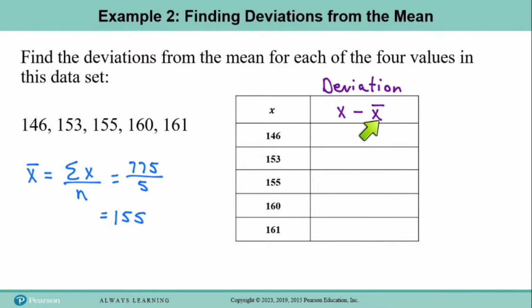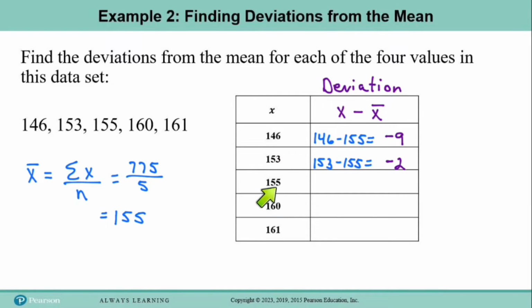So what we're doing over here is each individual data value minus 155. When you calculate for the first one, 146 minus 155, you get a deviation of -9. Then for the second value, 153 minus 155, you get a deviation of -2. Notice that values that are less than the mean will have a negative deviation.